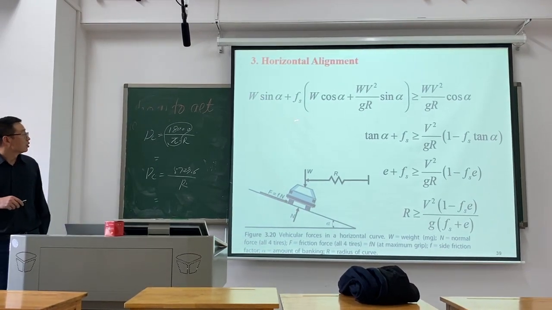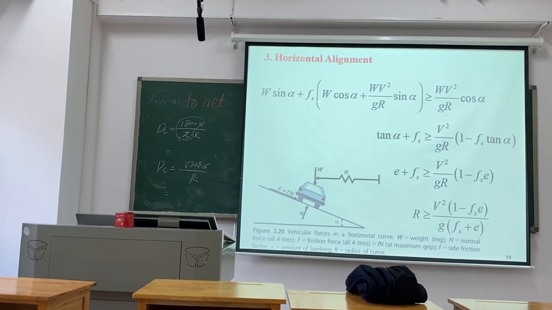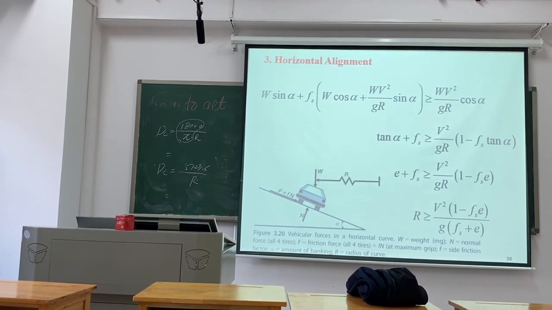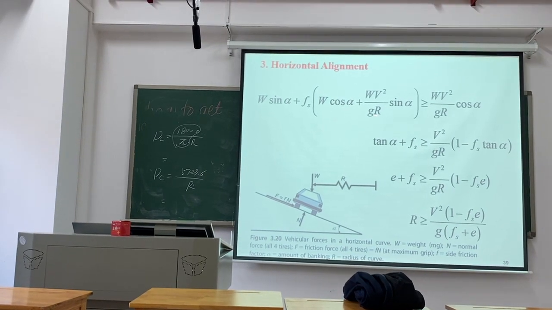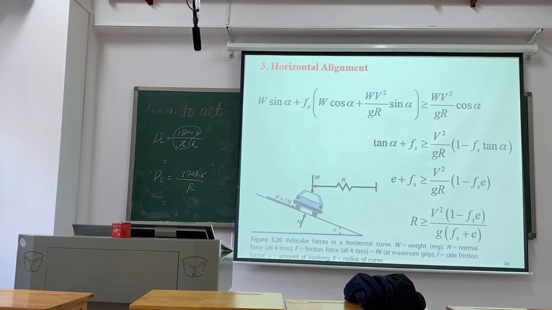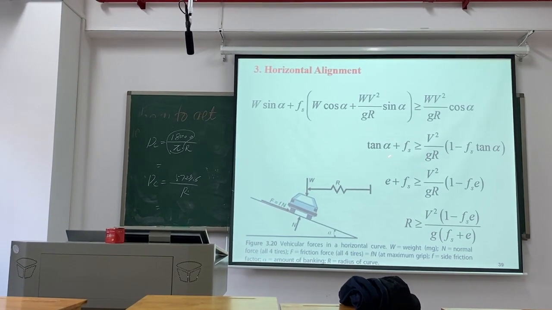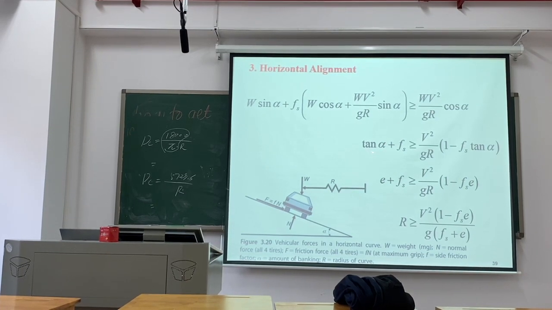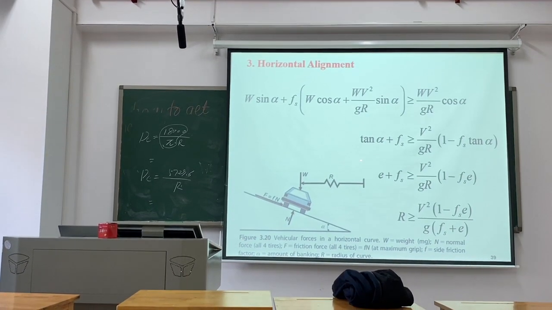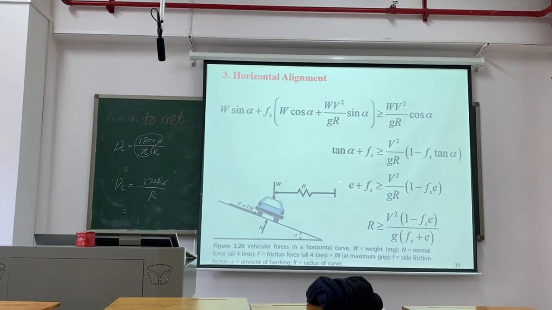And this we can divide by W cos alpha on two sides. We can get this. But the alpha is small, so we can assume that alpha is equal to e.